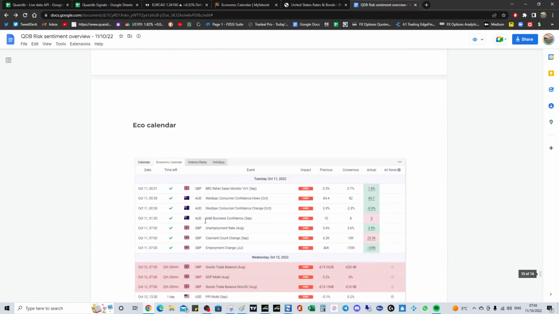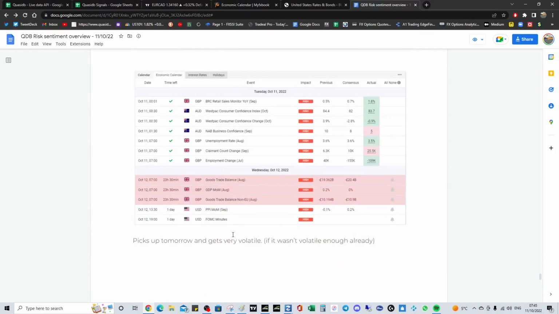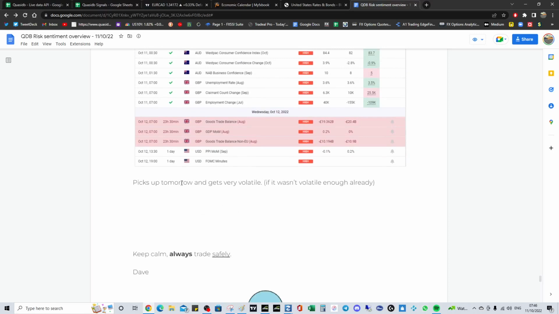So economic calendar, we had lots of UK data. We've got a bit of UK data tomorrow. We've got GDP. Be careful with that one. We've got PPI, then FOMC. After that, we've got CPI. So I don't know if we'll have a trade of the day tomorrow. We might do, but we won't have one for CPI. And then we'll have one for Friday. And then it'll be another week's over and done with. So it picks up tomorrow and gets very volatile if it wasn't volatile enough already. So keep calm, always trade safely.